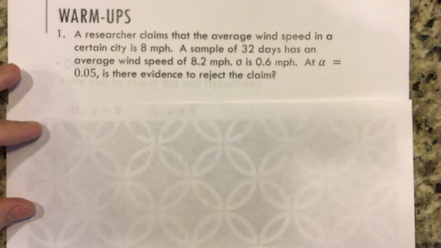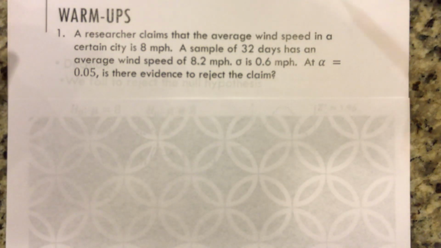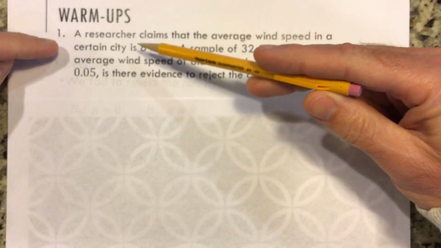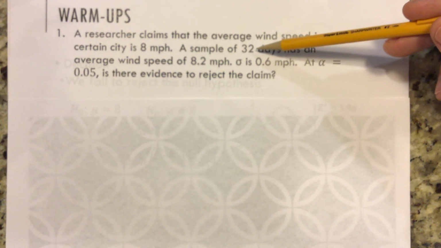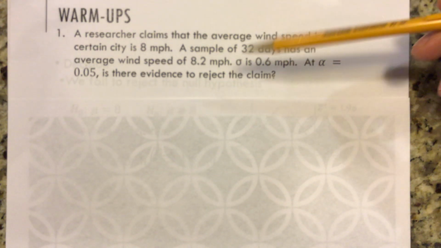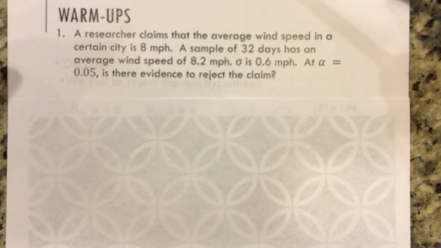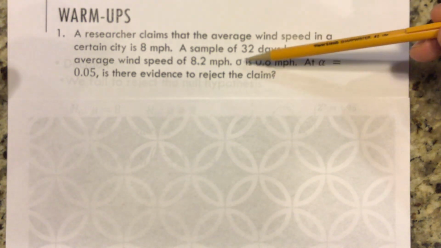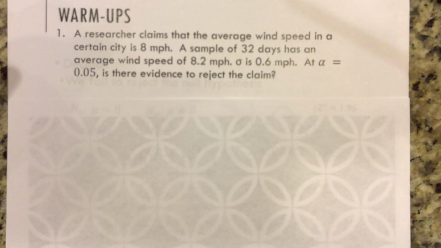All right, so here's a warm-up problem. We have a claim that average wind speed is 8 miles per hour. For some reason, somebody doesn't think that's accurate, so they go out and take 32 days as a sample size, and their sample yields an average wind speed of 8.2 miles per hour. And again, let's pretend we know the population standard deviation is 0.6. So what do we think? Is the average wind speed not 8 miles per hour as the researcher claims?